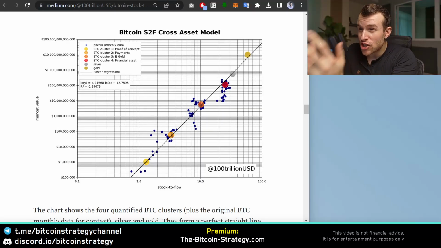Bitcoin to 10 million US dollars. This is not a joke. This is a serious prediction by a pretty smart person, a smart person that makes charts like this. Now, what is this chart?